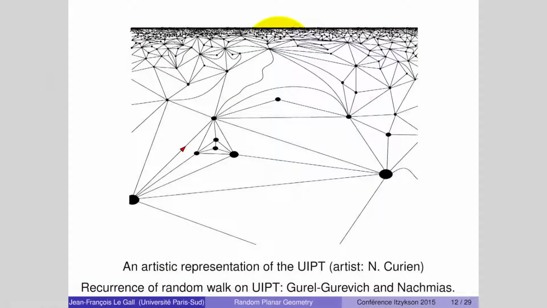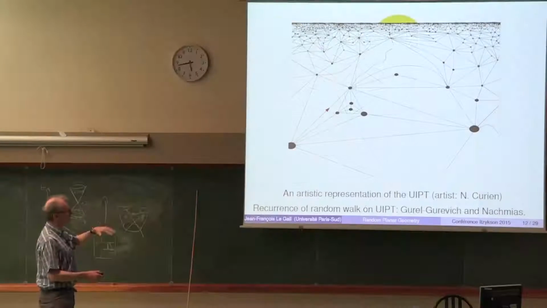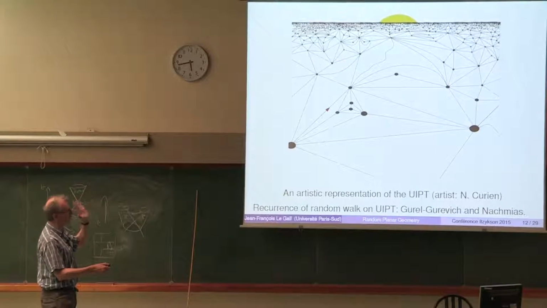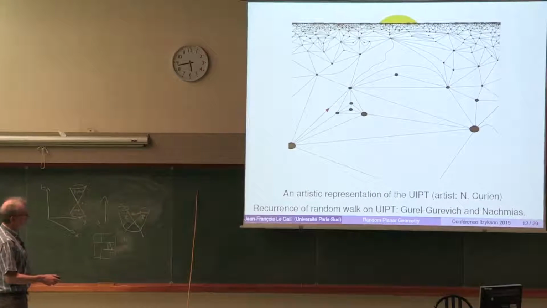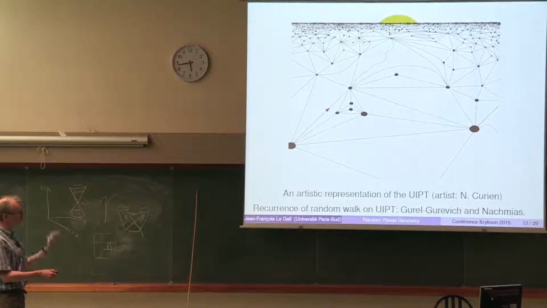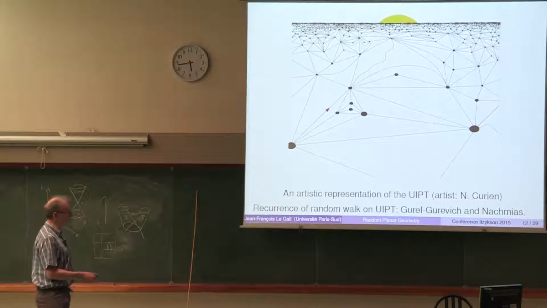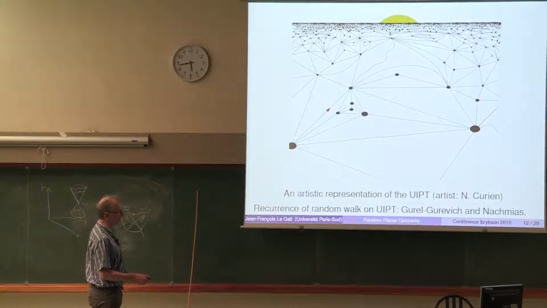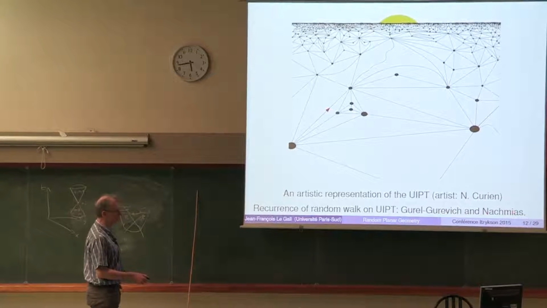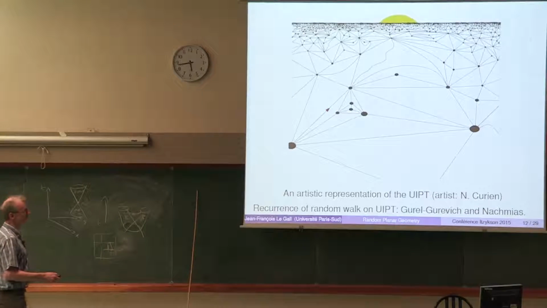So this is not a simulation, but a kind of artistic representation of the UIPT. You should think of a planar lattice made of triangles in some random way. Okay? Of course, there are many interesting questions you can ask about this object, and one question, of course, is about the recurrence of random walk on this object. This was, in fact, a long-standing open problem which was solved only recently by Gurel-Gurevich and Nachmias. It was also mentioned by Asaf in this lecture.